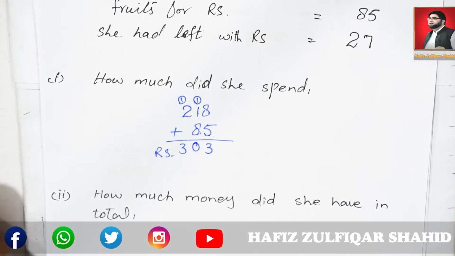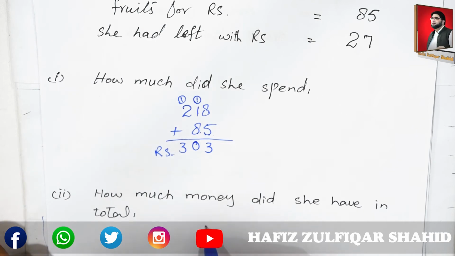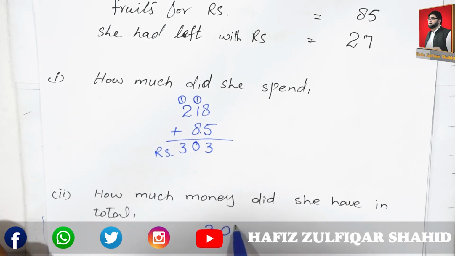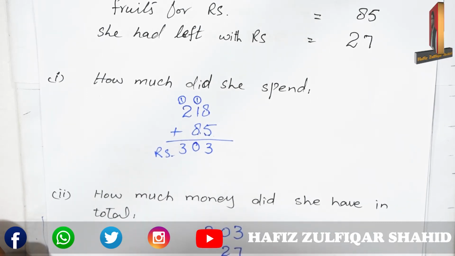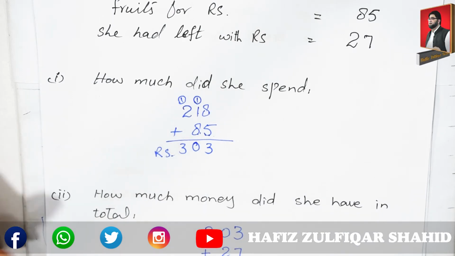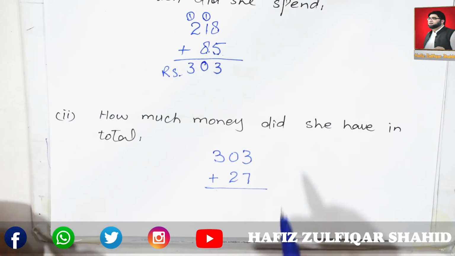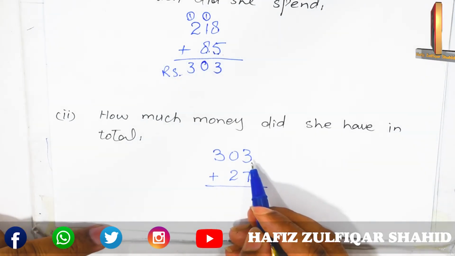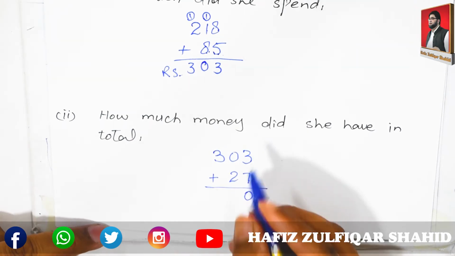Now the second question is, how much money did she have in total? She paid rupees 303 to the shopkeeper and she had rupees 27 left with her. Now add these two numbers. Start from the right side and move to the left side. 3 and 7 equal 10. Write 0 here.